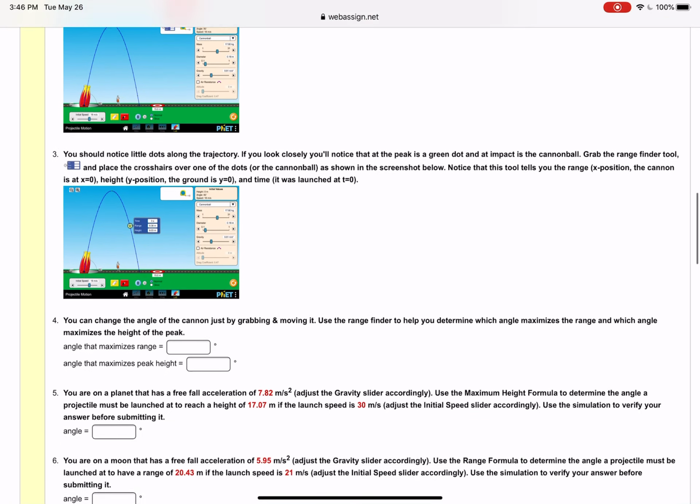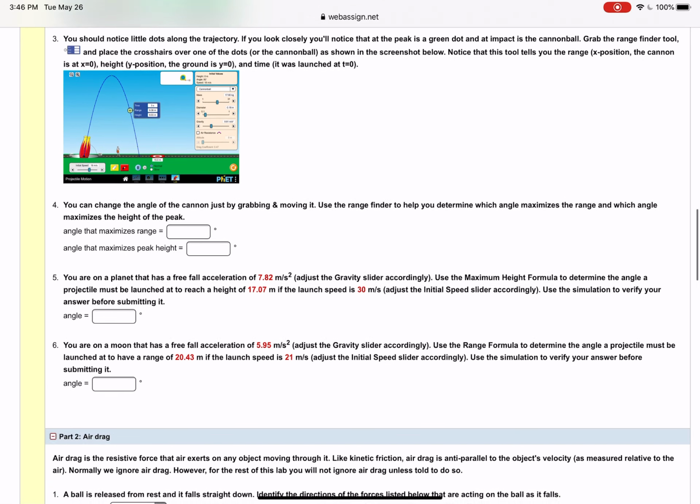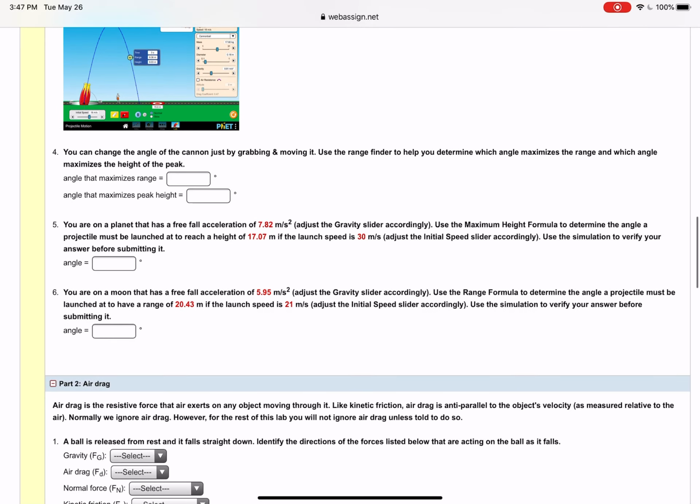And so this first part, pretty straightforward. You're going to play with it to figure out the angle that maximizes the range and the angle that maximizes the peak height. And then there's some calculations here for number 5 and number 6. For 5, you're using the maximum height formula to find the angle in order to get the various values there. And for number 6, you're using the range formula.